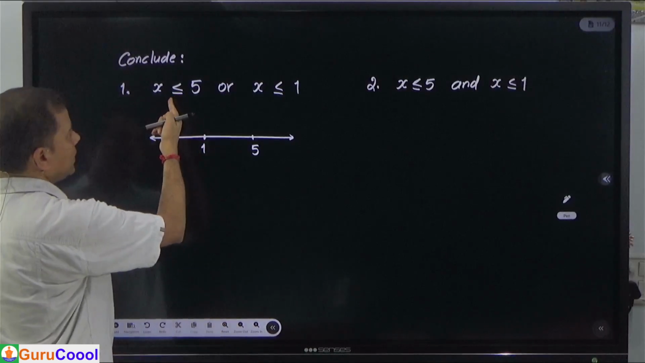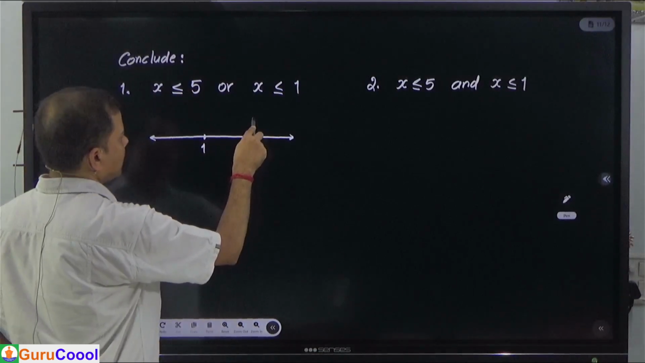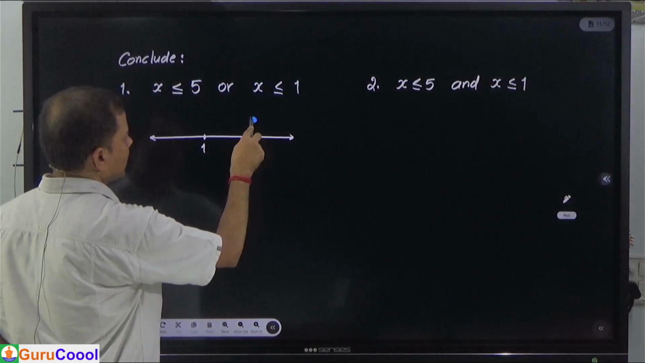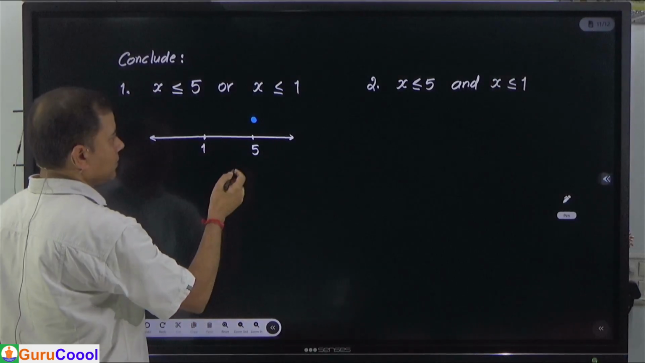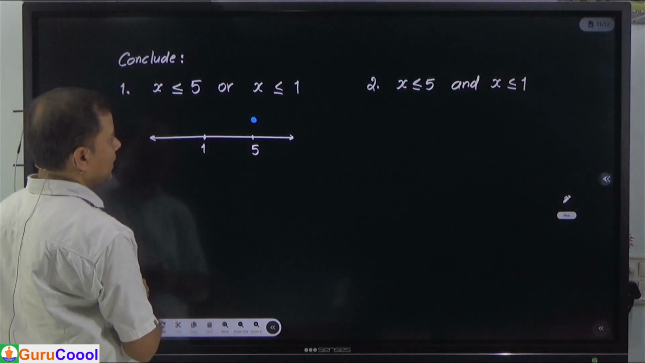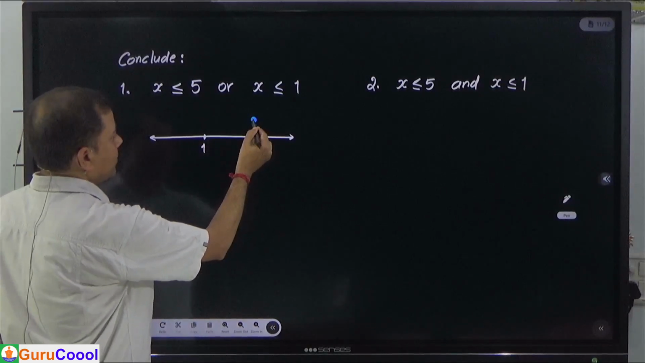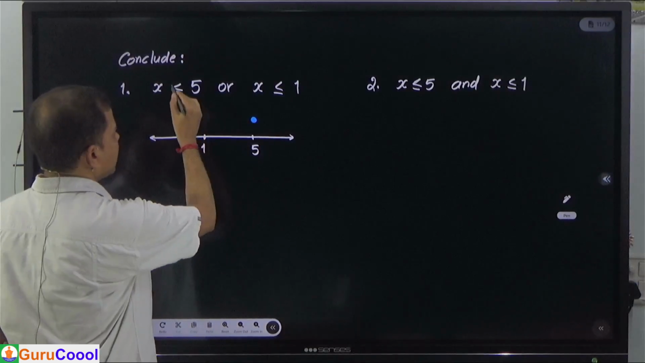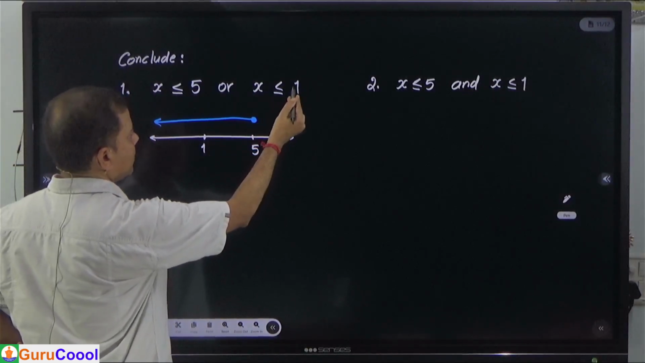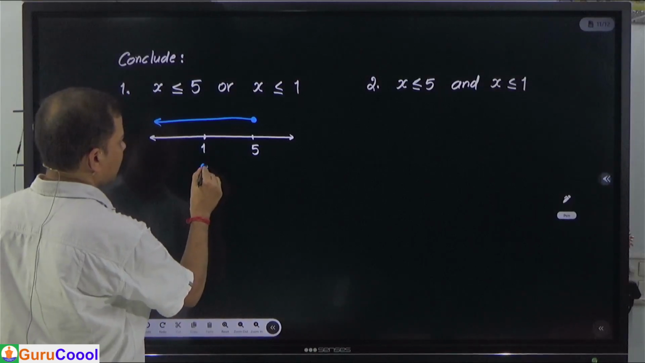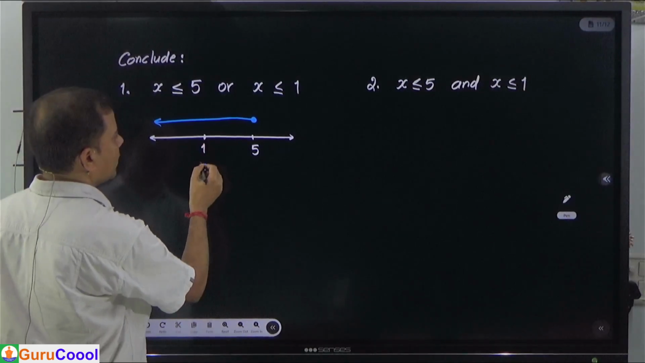If we consider this one, it says x is lesser than or equal to 5. That means a closed circle at 5. I'm not taking it on the line because I want to keep my line neat and clean presently. I'll first make a conclusion and then we'll color the line. So presently I am drawing the colored circle here, and lesser than 5 means on the left side. This says x is lesser than or equal to 1. So equal to 1 means closed circle, and left side.